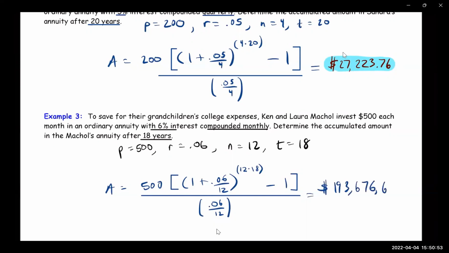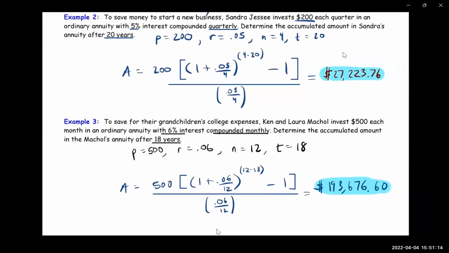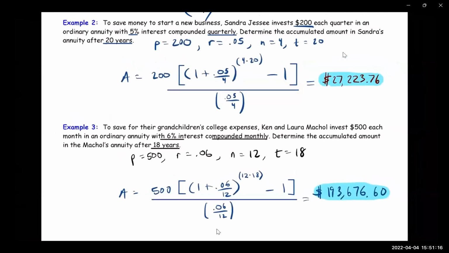The 7 makes the 9 a 0, and the 9 makes the 5 a 6. So 60 cents. That is correct. So that's the amount that they're going to have in the annuity after 18 years if they put in 500 every month for 18 years at 6% interest. Hopefully you practice with your calculator so that you can get that.